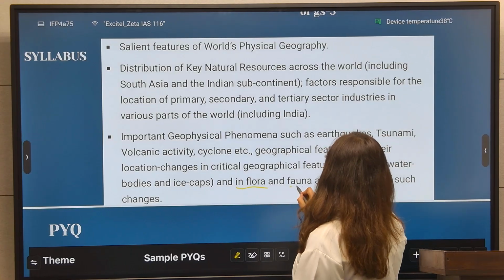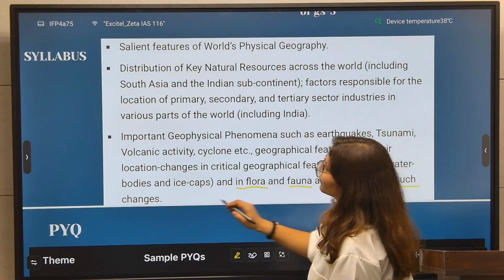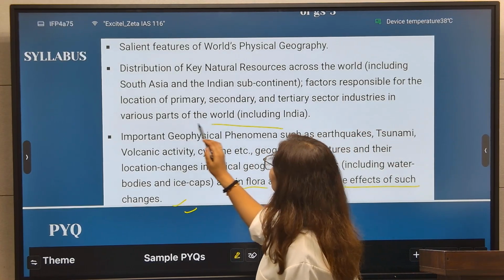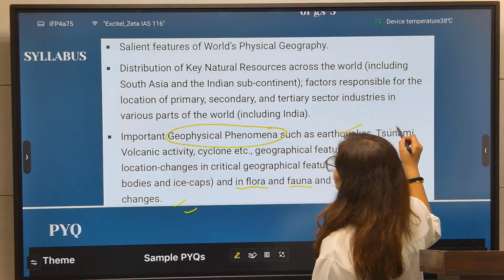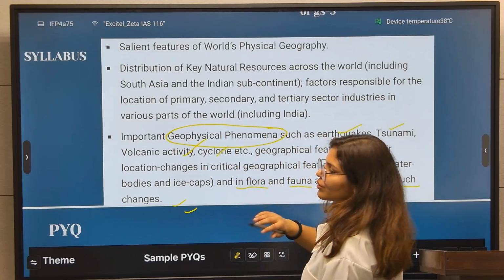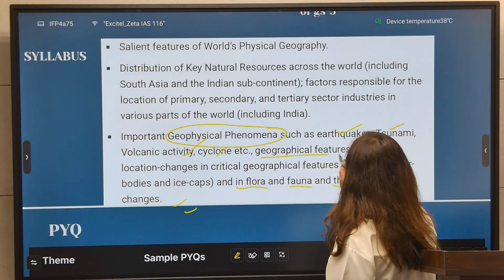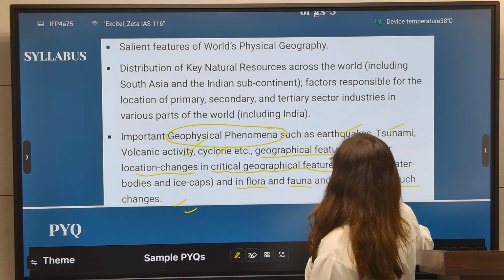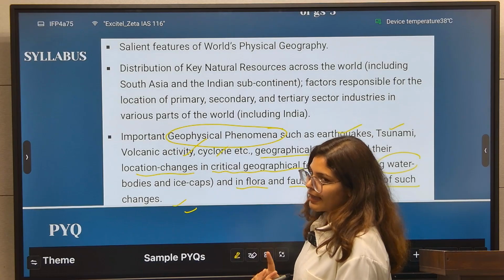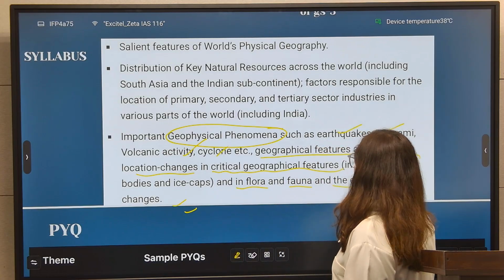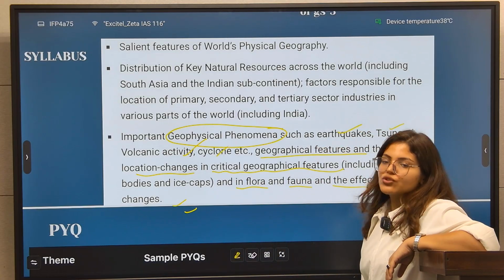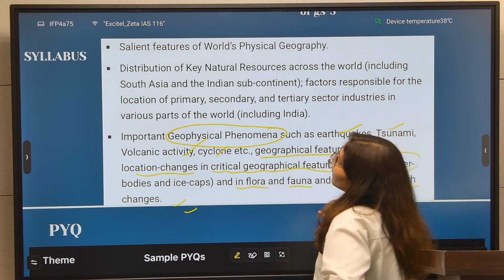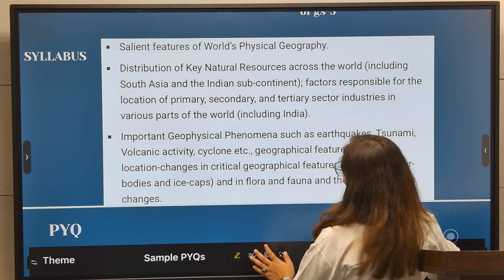And in flora and fauna and the effect of such changes. So important geographical phenomena: earthquake, tsunami, volcanic activity, cyclone, etc. And geographical features and their location changes, critical geographical features include water bodies and ice cap, and in flora and fauna and the effect of such changes. So let's see the PYQs.